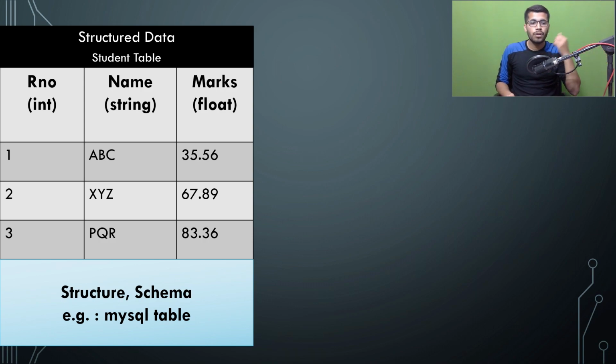If you try to write something like Dark Knight Rises in the roll number column, you won't be able to write it. It won't accept it in the first place. This type of data is called structured data. Structured data has structure as well as schema. For example, a MySQL table is a good example of structured data. Let's now talk about semi-structured data.